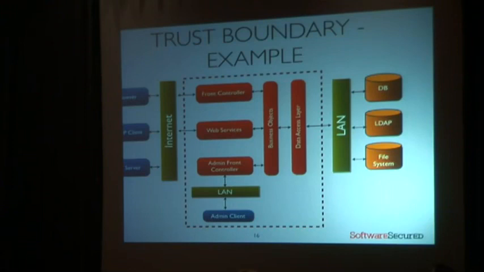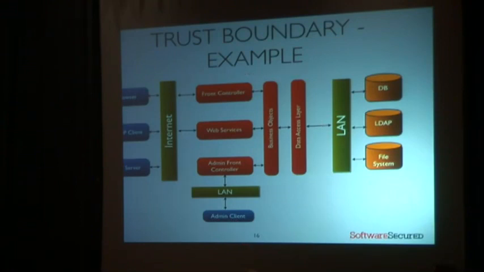Is the LAN under our control? Do we trust this guy, whoever is using the admin client? So it might be a little bit safer to define the trust boundary as all these guys. And then we need to put validation every time the trust level changes.